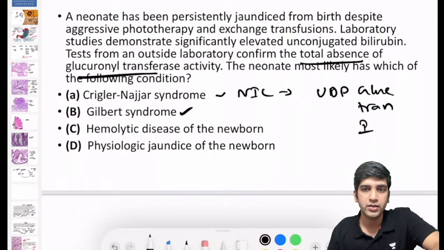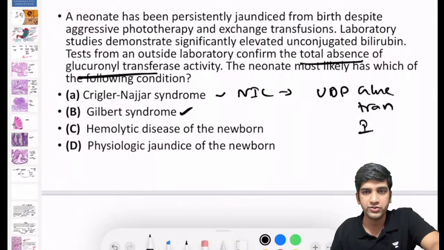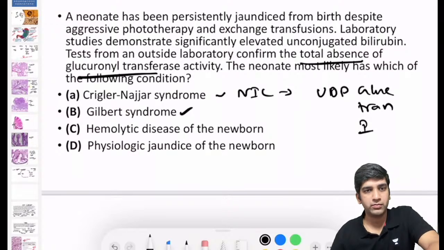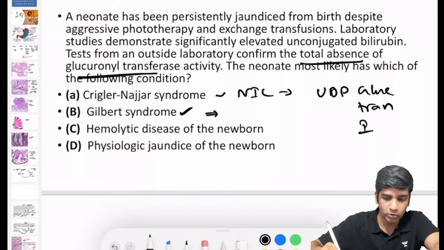Right? So what gene is mutated in Gilbert syndrome? Gilbert is also UDP glucuronyl transferase only. The mutation is different, that's all. In Crigler-Najjar, there's a quantity problem. In Gilbert, you will have a mutation in the same UDP glucuronyl transferase.